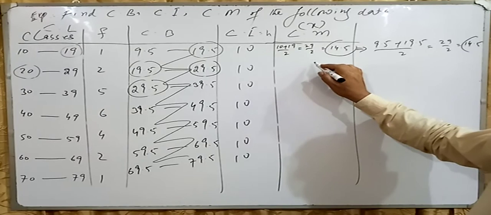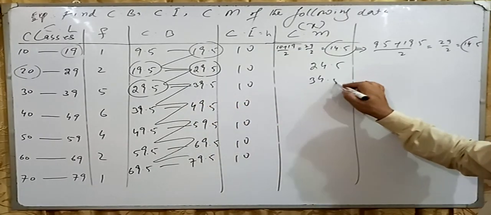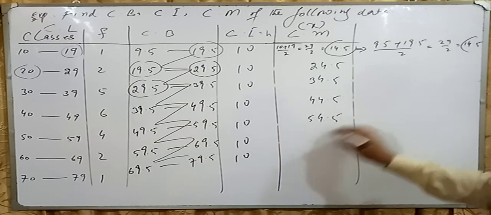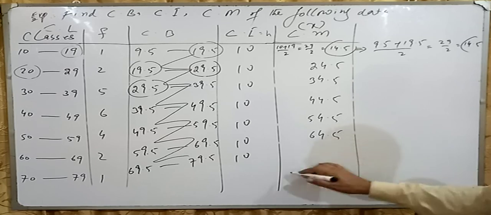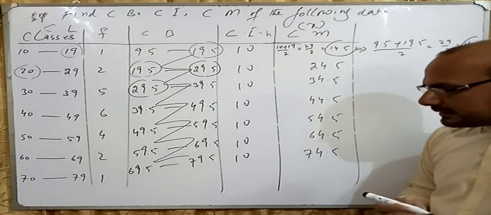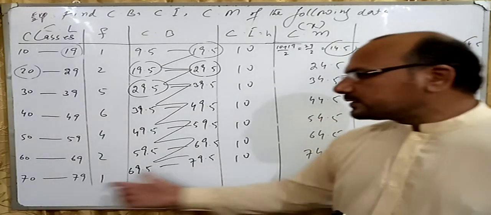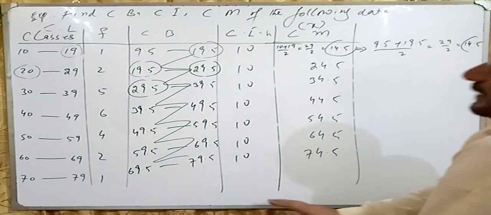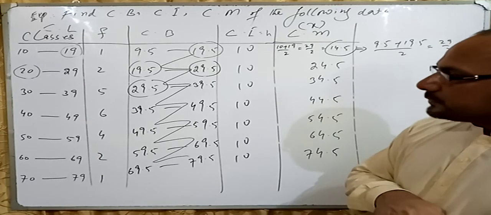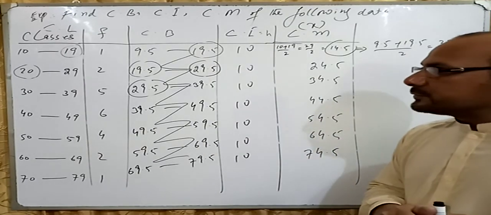Here it will become 24.5 by this way. Here it will become 34.5. Here 44.5, 54.5, 64.5, 74.5. By this particular method or formula you can get the class marks in case of class boundaries, in case of class limits. So this is the way that how you can find out the different components of the frequency distribution. By this way you can complete the frequency distribution table.